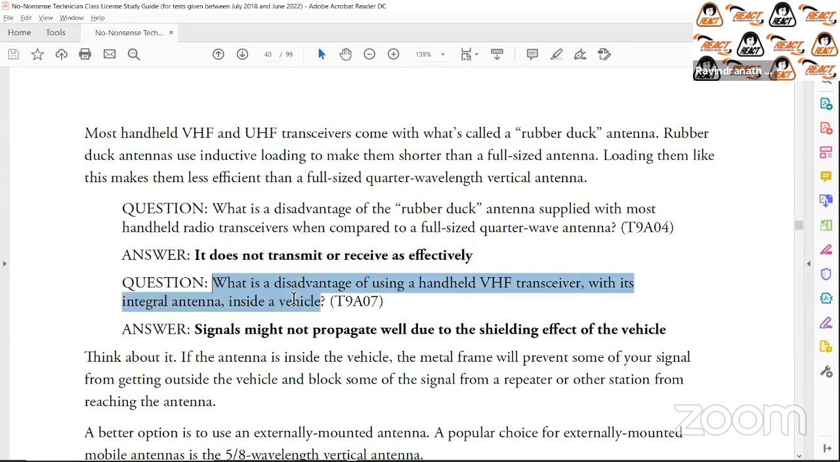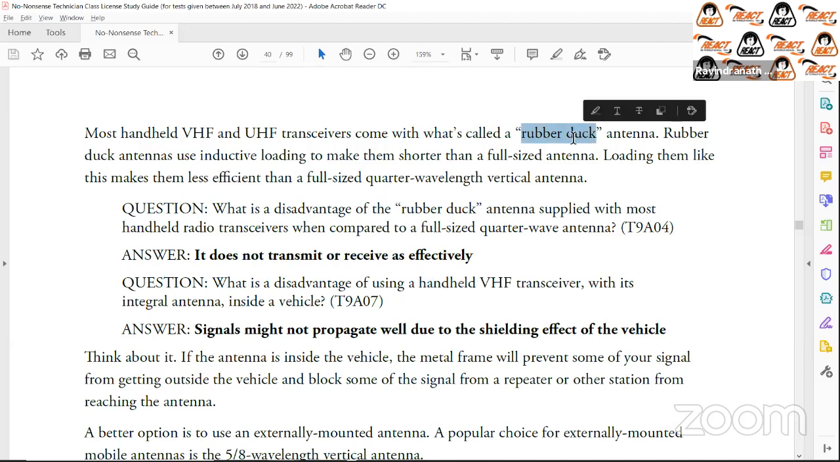All right, so next question in the question pool. What is a disadvantage of using a handheld VHF transceiver with its integral antenna inside a vehicle? So the integral antenna that they're talking about for the handheld is the rubber duck antenna. You see how they try to ask you things in a very sophisticated way? They try to tie you up. But when they say integral antenna, they're talking about the built-in antenna on the radio. And the built-in antenna on a handheld radio is also called a rubber duck antenna.